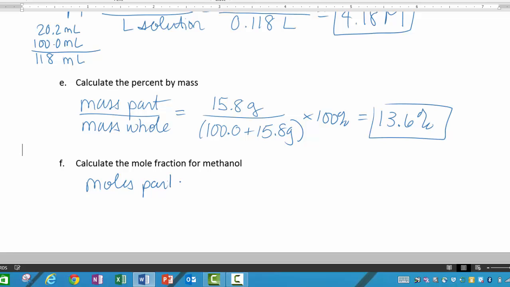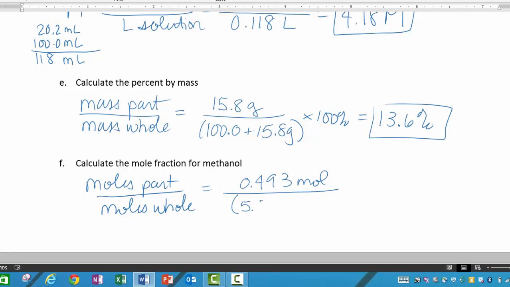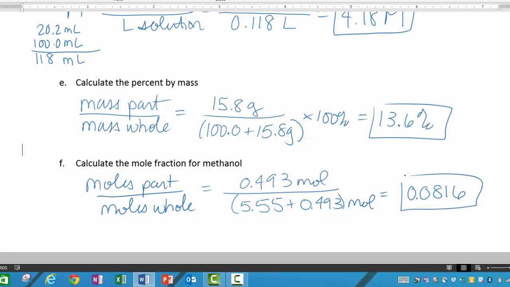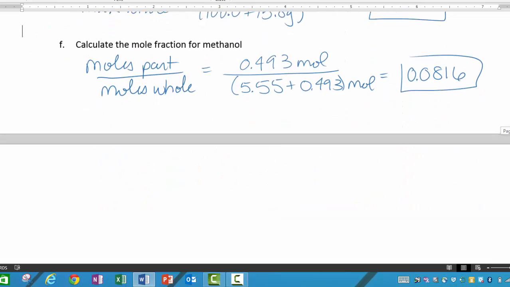Okay, and then the mole fraction, it looks a little bit like the mass percent, except it's moles of the part over the moles of the whole. And typically we leave this in decimal form rather than converting it into a percentage. So methanol was 0.493 moles, and then the total moles was 5.55 plus 0.493. So you add that all up, and it's 0.0816. And notice how there's no unit there. The units moles cancel out. And again, typically we leave that in decimal form.